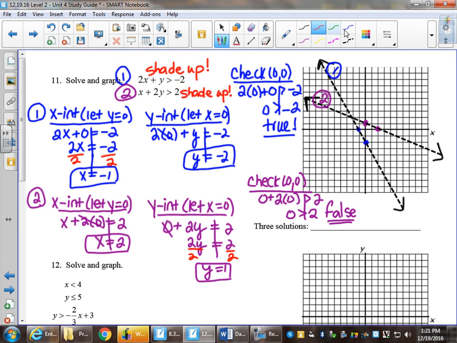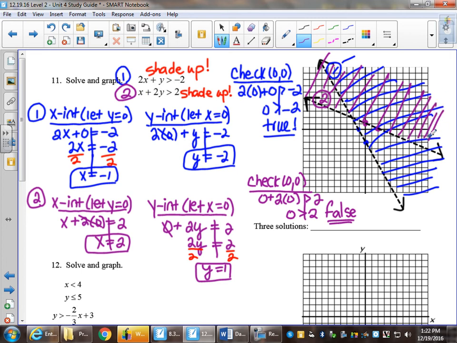Let's see what that's going to look like. For line 1, shade up. Keep these roughly as straight as you can, okay? We want to see that crisscross happen. For line 2, shade up. Where the crisscrosses overlap is my solution.